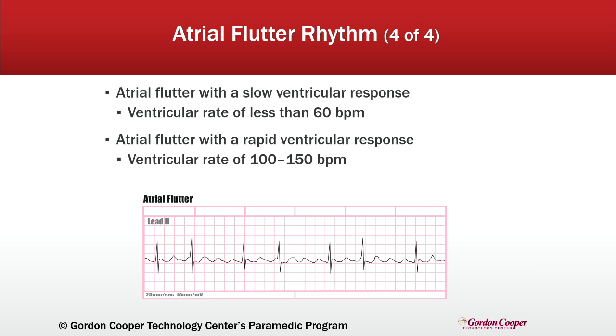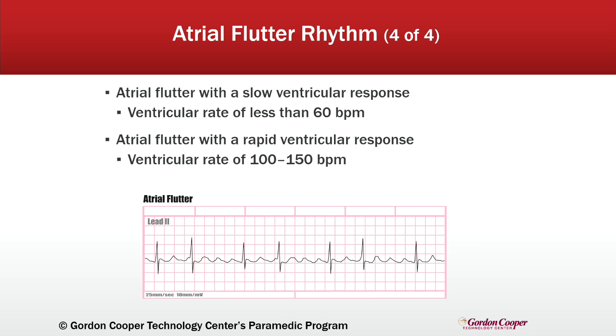So in atrial flutter, the ventricular response can vary depending on how the AV node handles the atrial impulses. So we can see atrial flutter with a slow ventricular response, or you might sometimes hear it or see it referred to as an SVR, slow ventricular response. In this case, the ventricular rate is less than 60 beats a minute. That typically happens when the AV node is only allowing a few of those rapid atrial impulses to pass through to the ventricles, creating a slower rate.